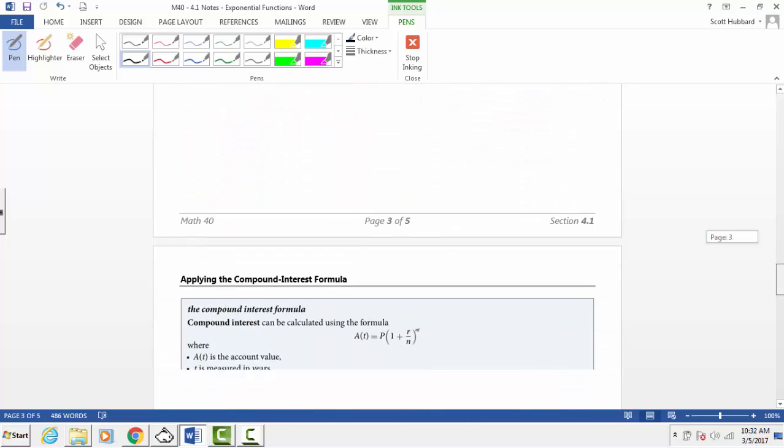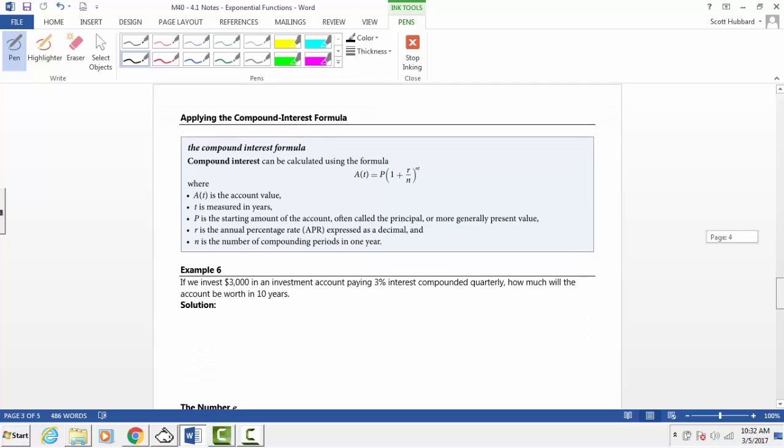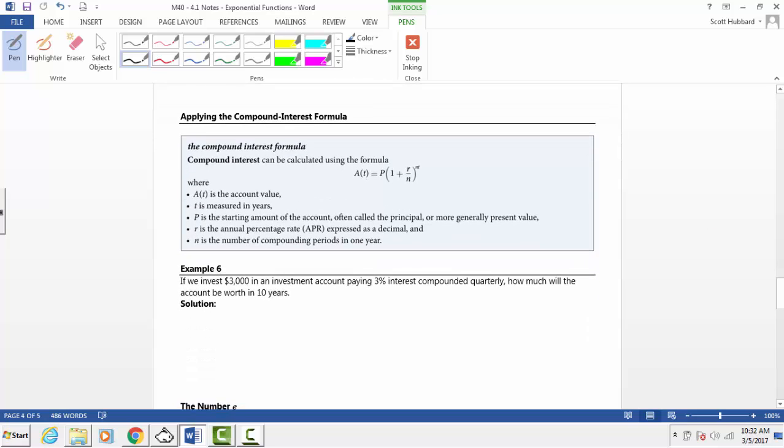Okay. So we're going to move on to one more type of model that we're going to use. It's called the compound interest formula. So when you have any bank account or savings account or interest-giving account, this is the formula that governs how much money you're going to have. A is the amount of money that you have at a given time. So this is the bank account number, or what's in your investing account. T is always in years.